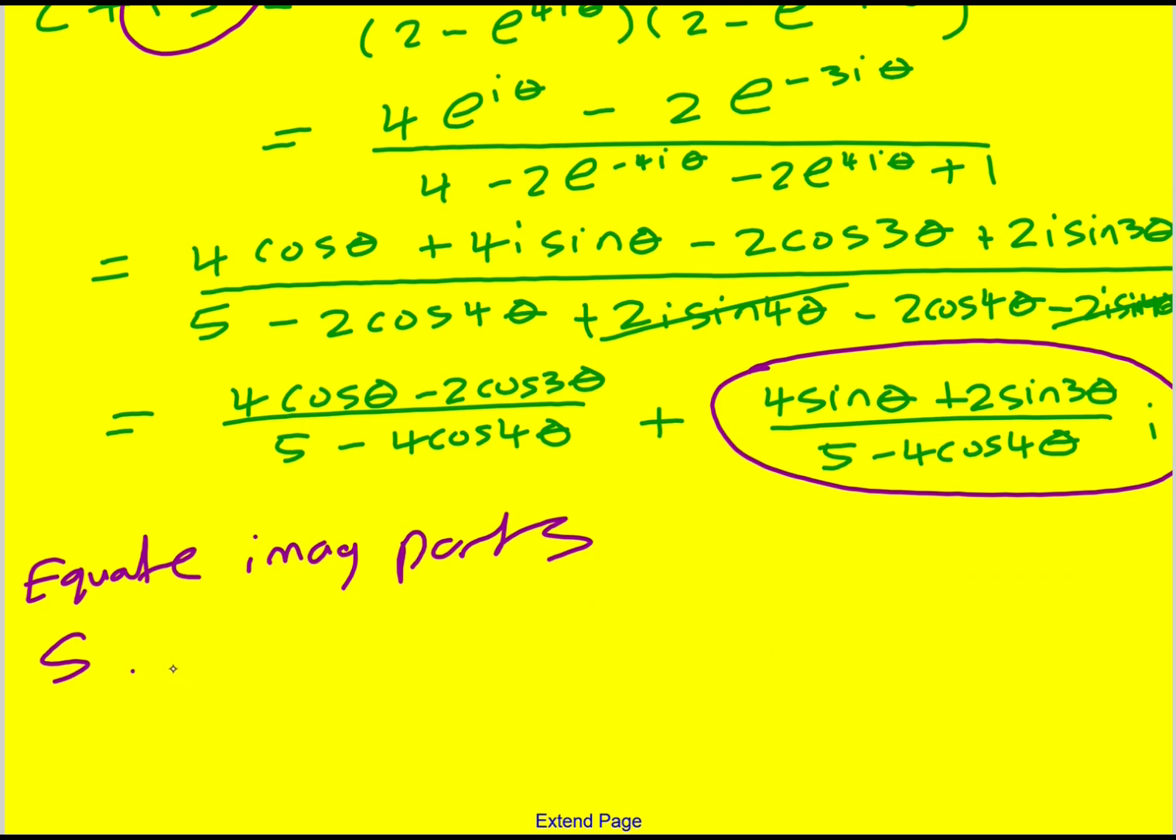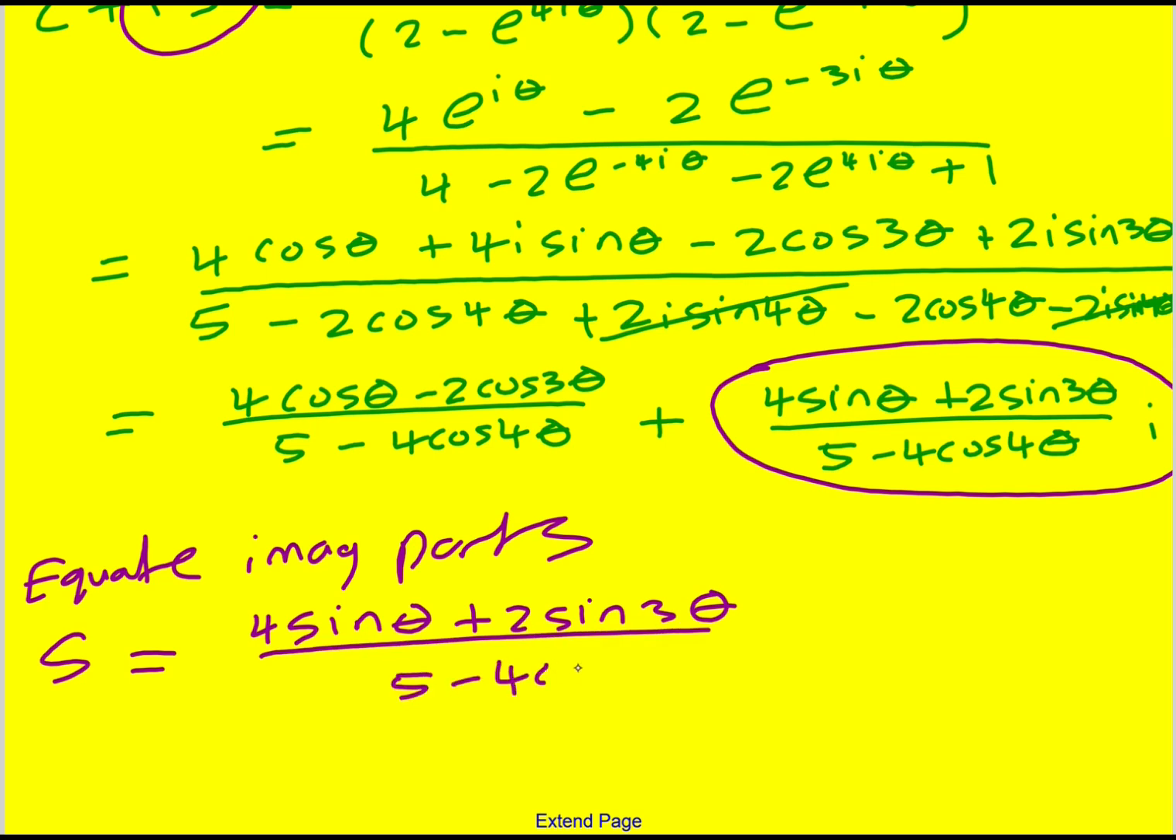So what a great result. S, this infinite summation involving trig functions, is equal to 4 sine theta plus 2 sine 3 theta all over 5 minus 4 cos 4 theta.